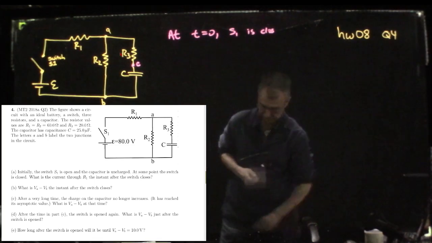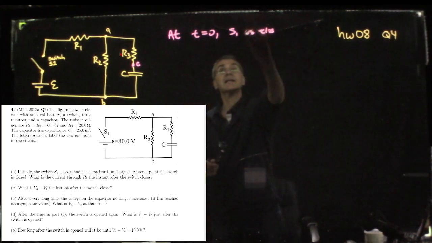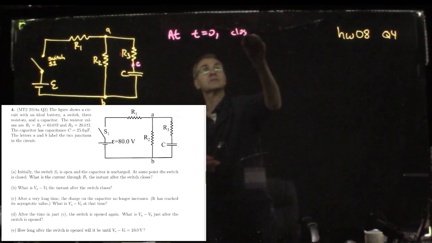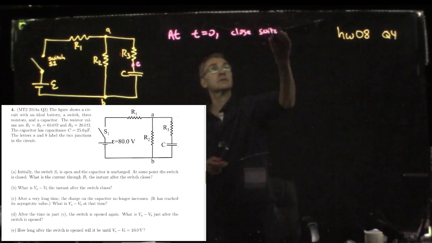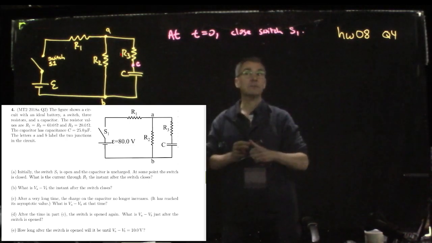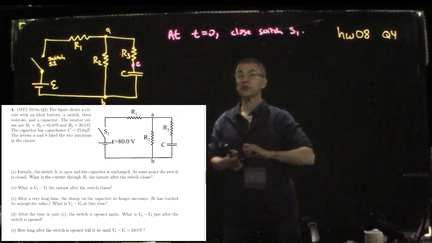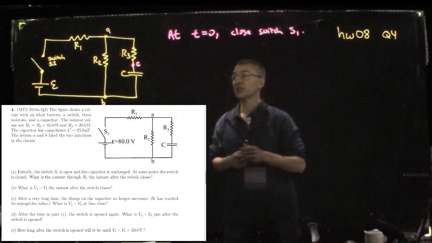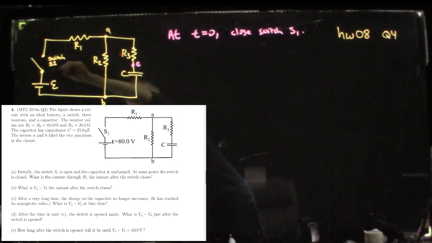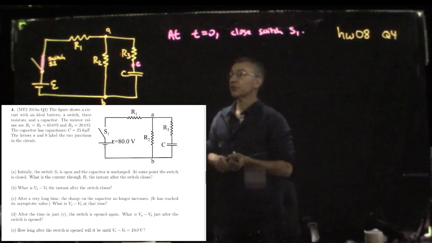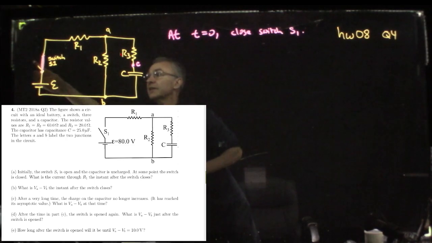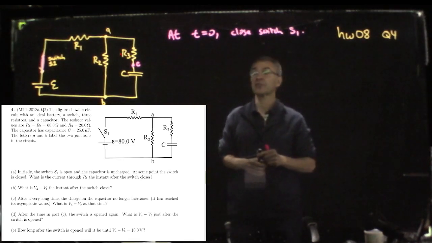At t equals 0, close switch S1. Now, remember, when you say open and close for a switch, it's like the way a door looks. It's not the way a door functions. So when we close the switch, that means we do this. This switch that was open, now the switch is closed. A closed switch allows current to flow. An open switch prevents the flow of current.